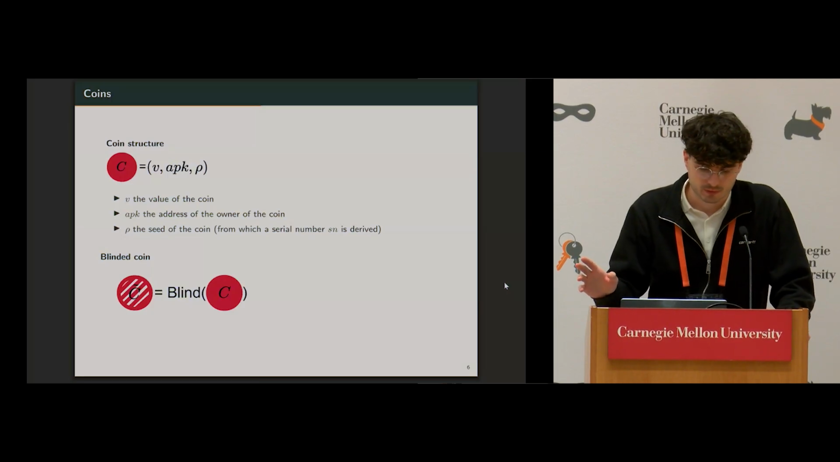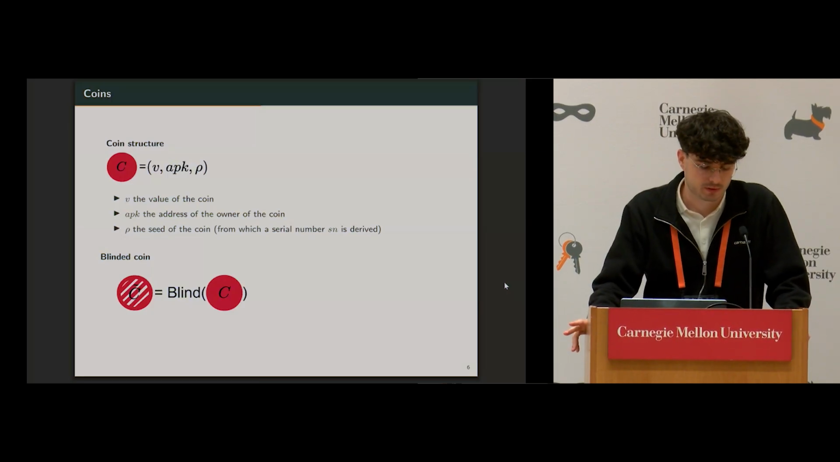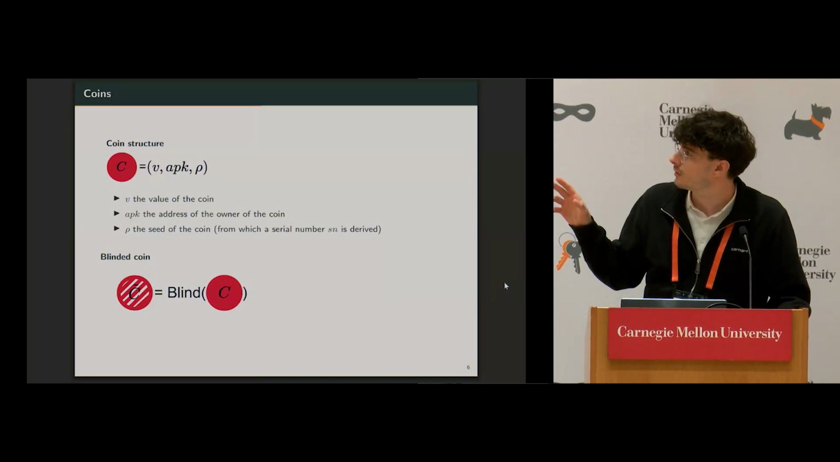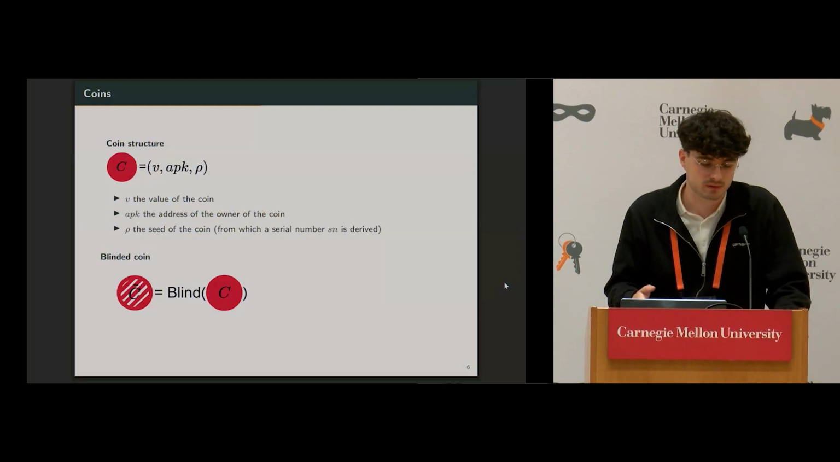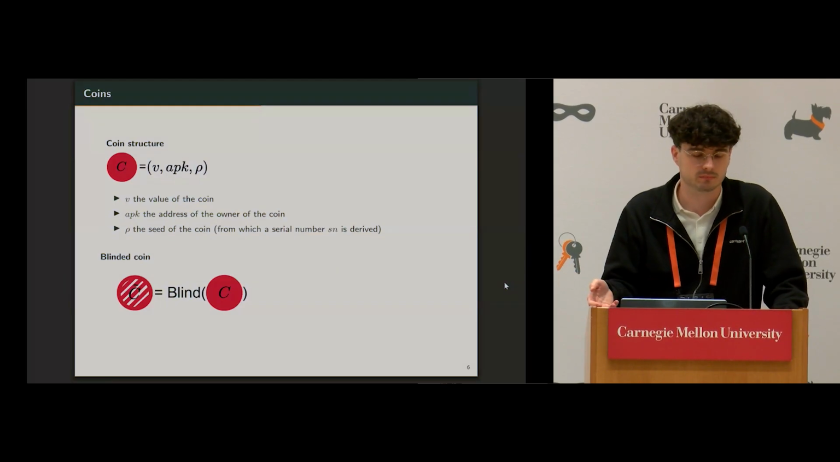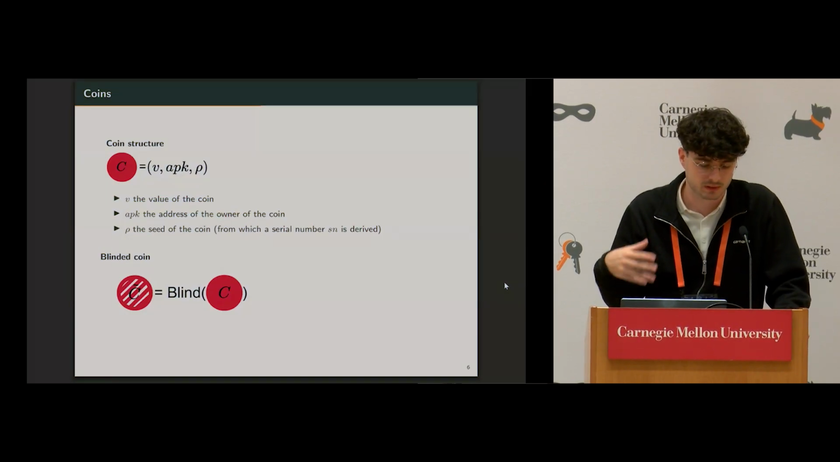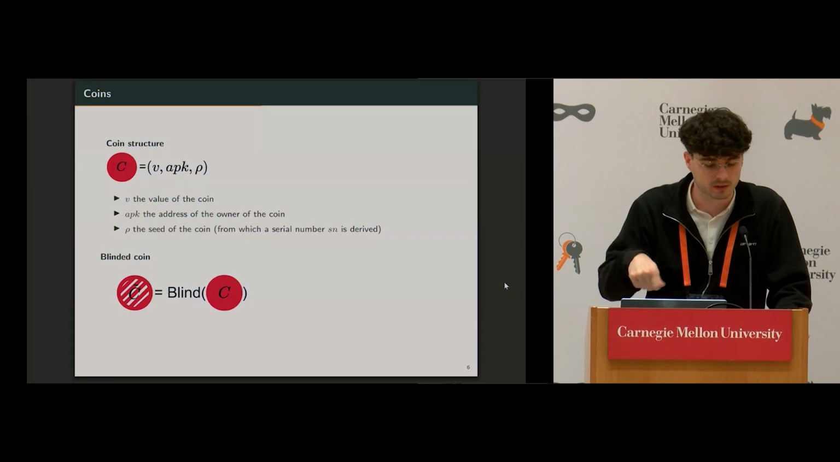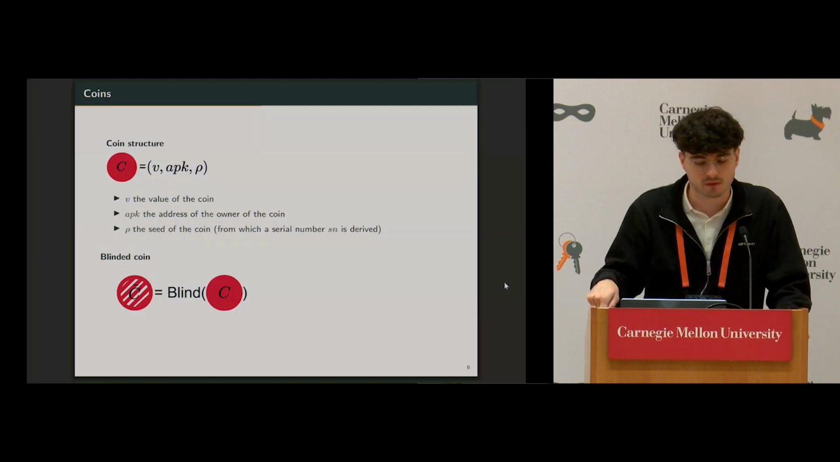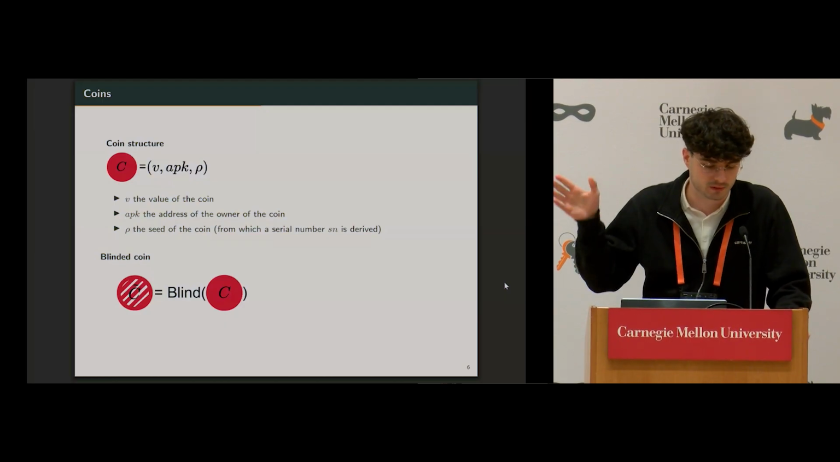I said that we are using blind signatures, so it means that if you take a coin, you can blind it, and from the blinded version of the coin you can't get any information out of it, but still you can sign the blinded version of the coin, and then from this signature you can derive a valid signature for the unblinded coin.